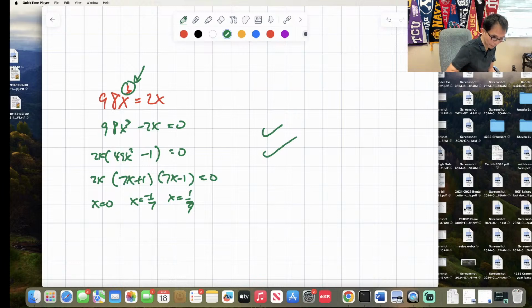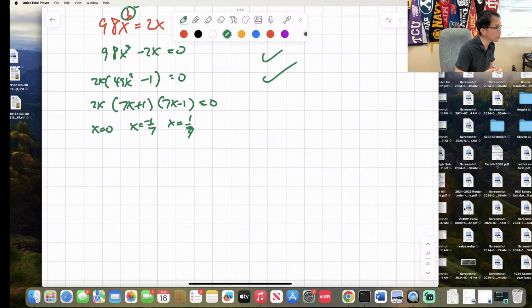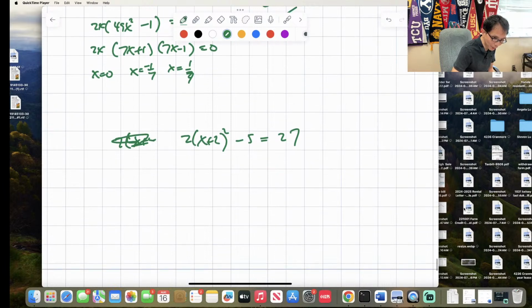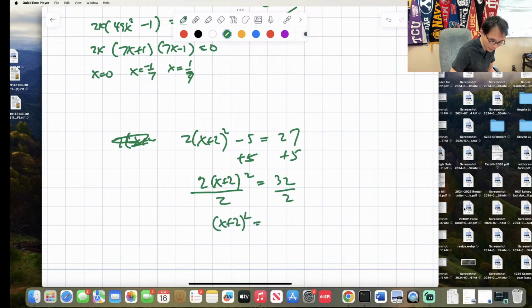The second question, there were multiple ways to do it. So there are 2 times (x plus 2) squared minus 5 equal to 27. What I will do is add 5 on both sides, so that's 2 times (x plus 2) squared is equal to 32. Now divide by 2 on both sides, so it'll be (x plus 2) squared equal to 16. Now, I know a lot of you are expanding that. I don't think that's the best path.